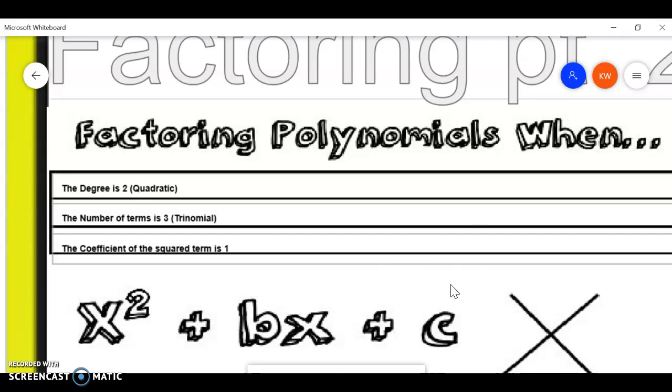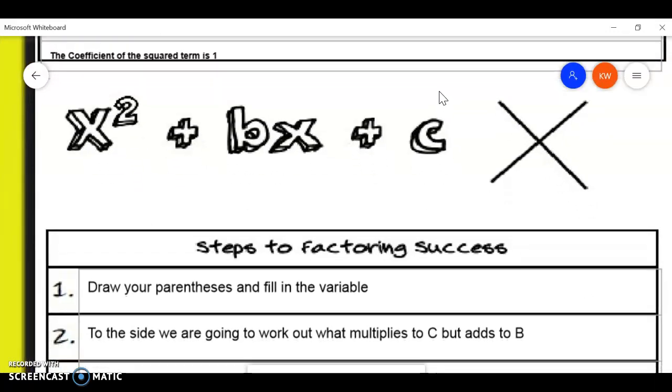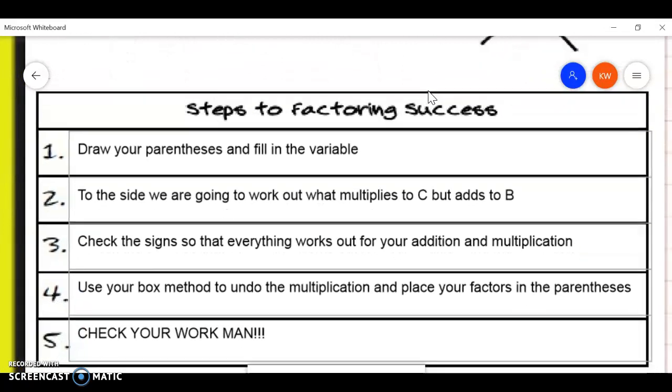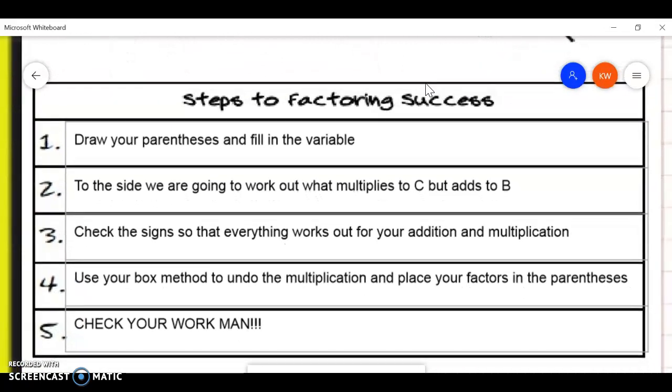Okay, let's go take a look. So below there are 5 steps. Feel free to pause them if I do go through too quickly. So first step, we are going to draw the parentheses of our answer and we are going to fill in the variable. So whatever variable you see inside of your expression, whether it's x, y, k, whatever, you're going to put those into the variable. You're going to see it when we go through the steps down there.